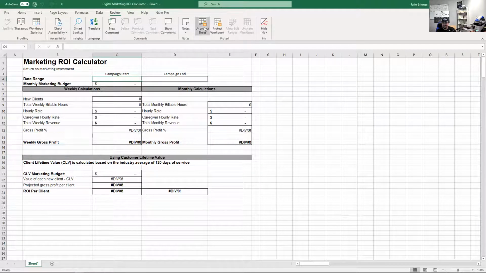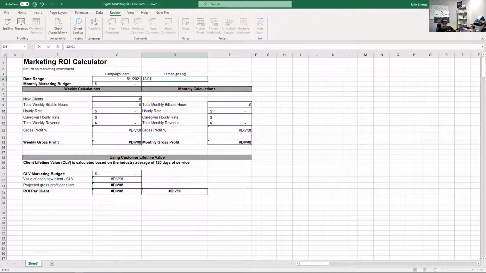All right, hold on a second. Sorry about that, I didn't realize it was locked. All right, so let's say we're going to do August 1st, and we're going to run that campaign from August till December.